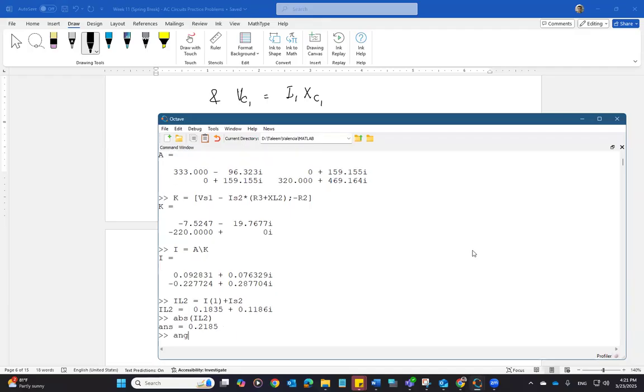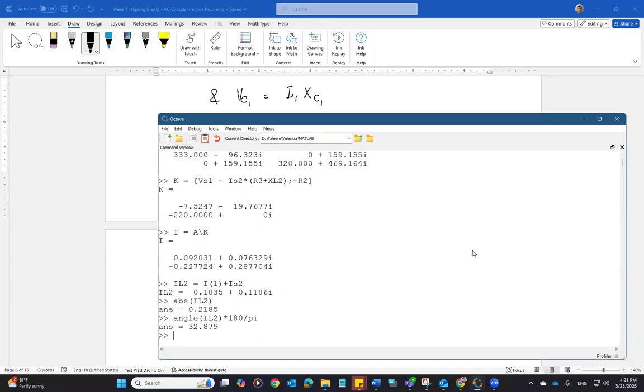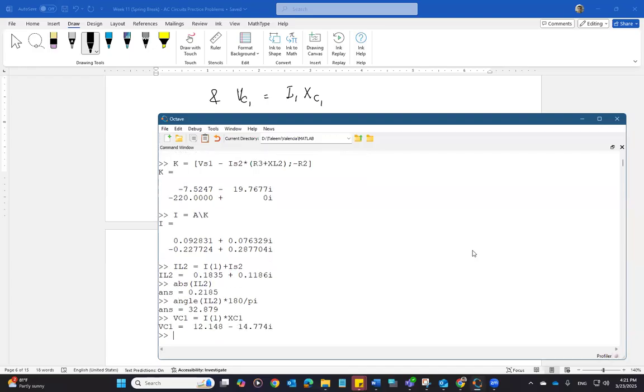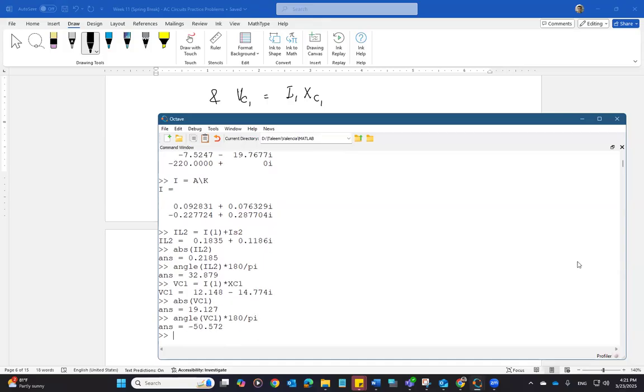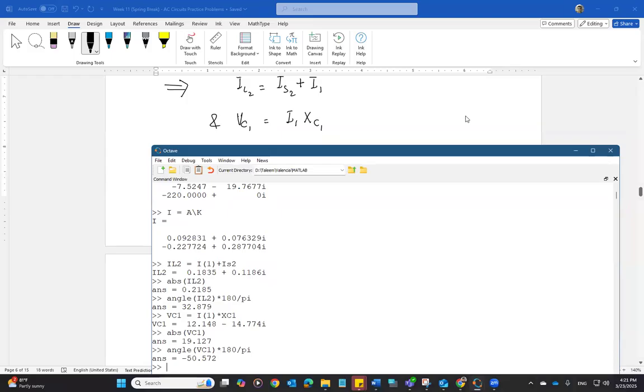0.2185, and then angle of IL2 times 180 over pi, 32.879, and my VC1 is I of 1 times XC1. So once again, absolute value of VC1 is the magnitude, and angle of VC1 times 180 over pi. Let's go ahead and put these over here.